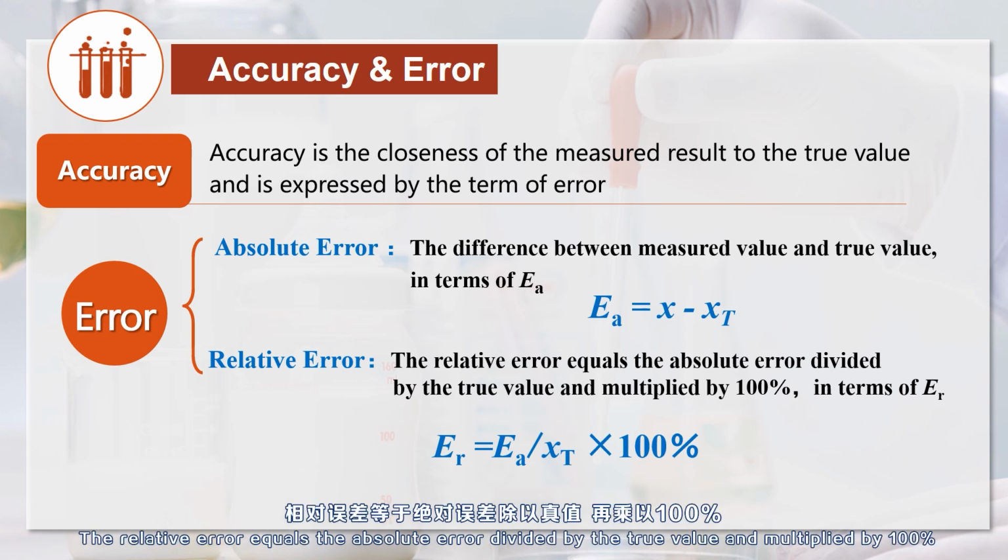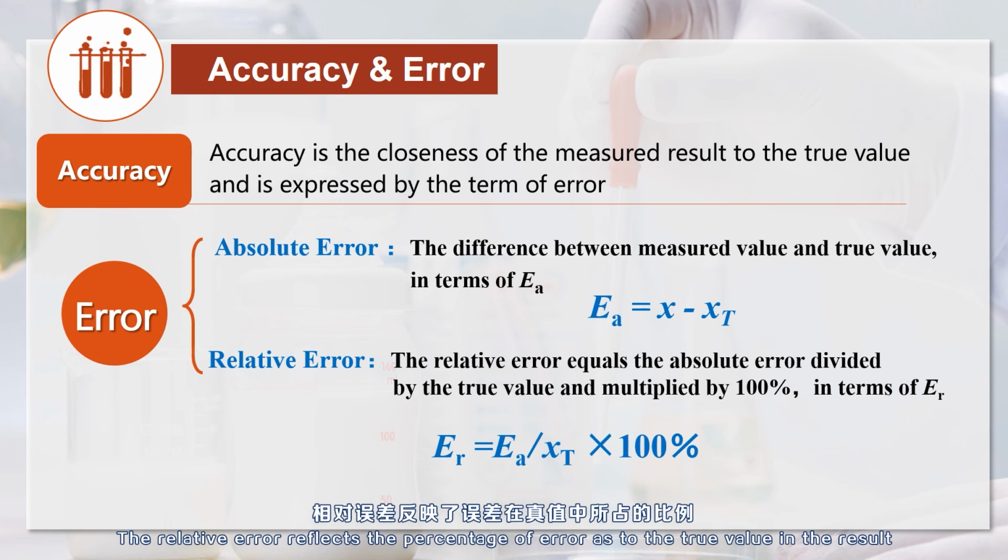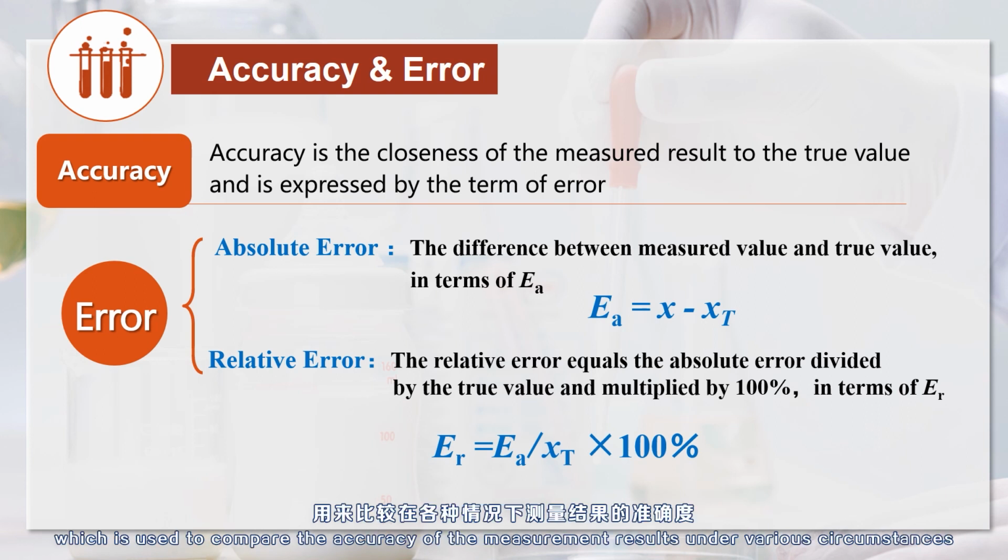The relative error equals absolute error divided by the true value and multiplied by 100%. The relative error reflects the percentage of error as to the true value in the results, which is used to compare accuracy of the measurement results and various circumstances.